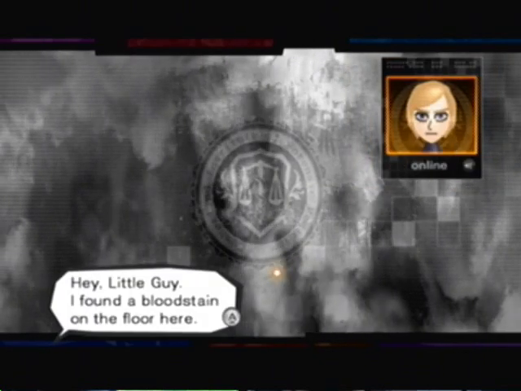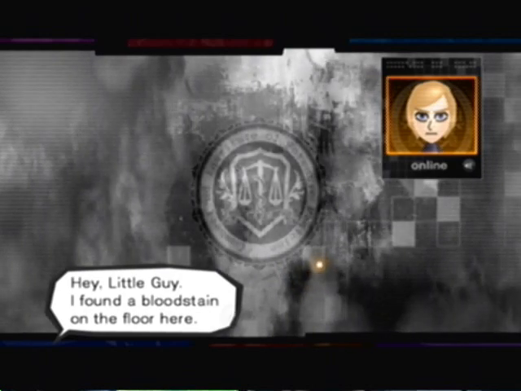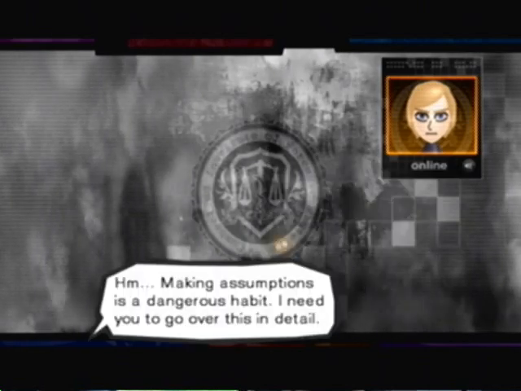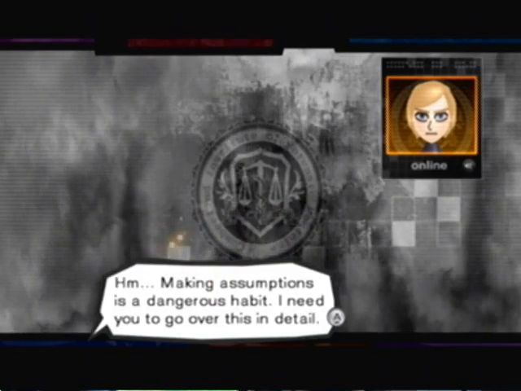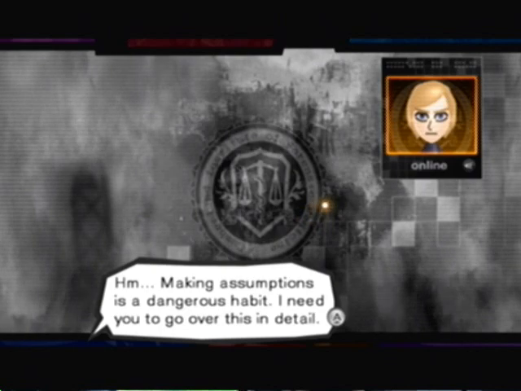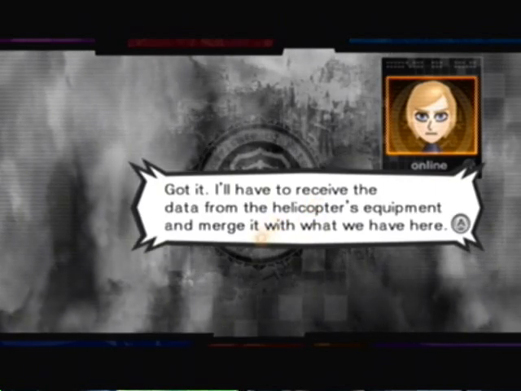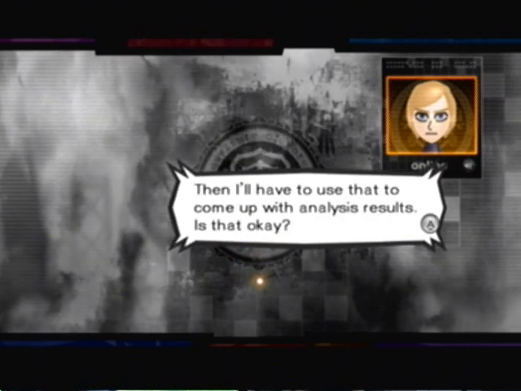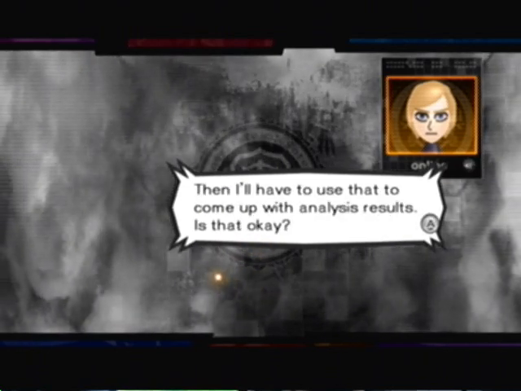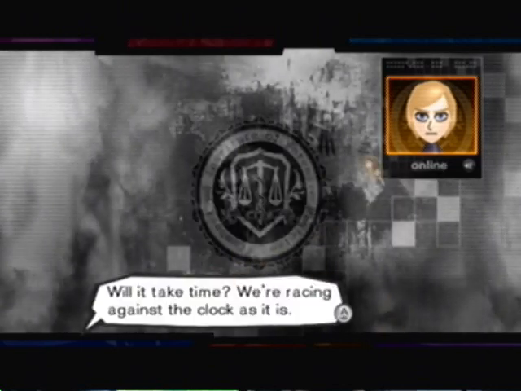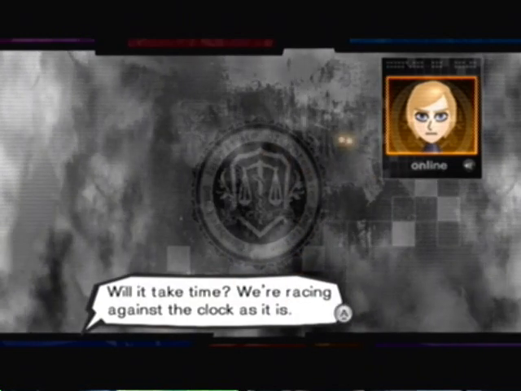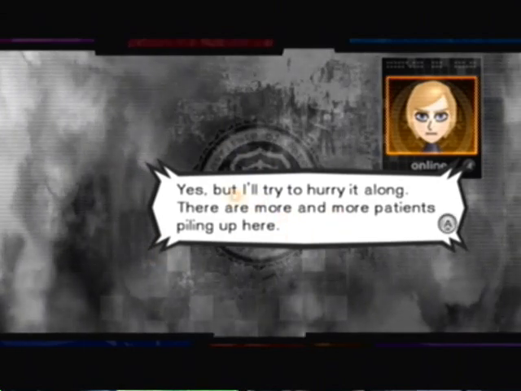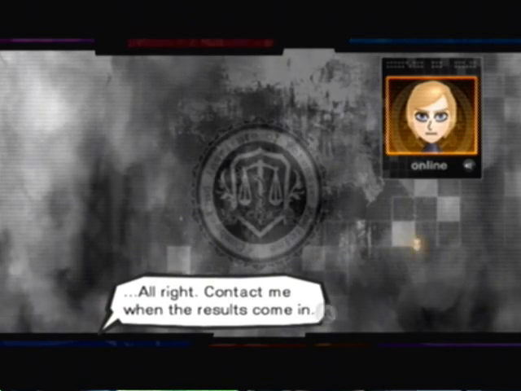Hey, little guy. I found a blood stain on the floor here. A blood stain? Isn't it just another one left by Rosalia? Making assumptions is a dangerous habit. I need you to go over this in detail. Got it. I'll have to receive the data from the helicopter's equipment and merge it with what we have here. Then I'll have to use that to come up with analysis results. Is that okay? Will it take time? We're racing against the clock as it is. Yes, but I'll try to hurry it along. There are more and more patients piling up here. All right, contact me when the results come in.